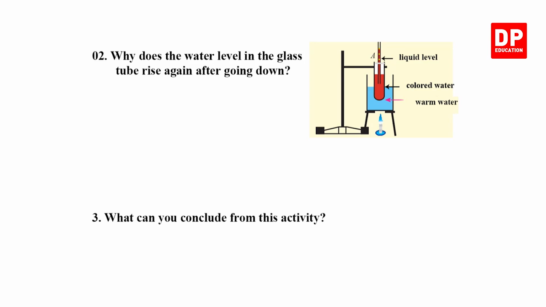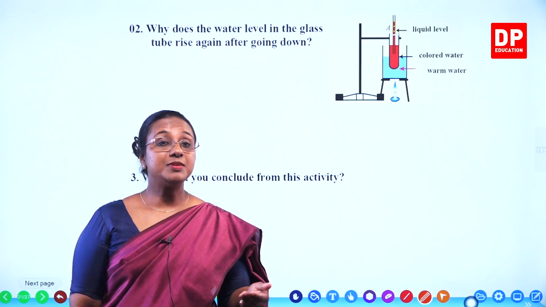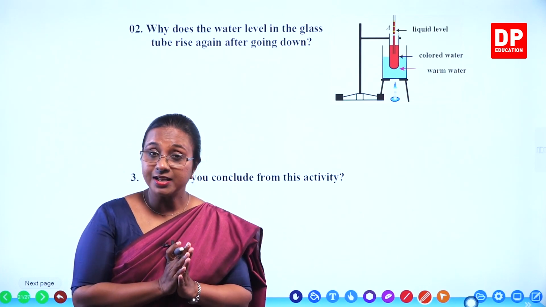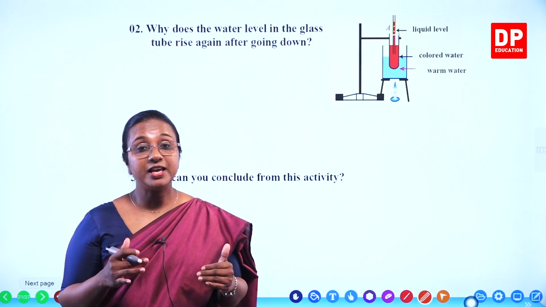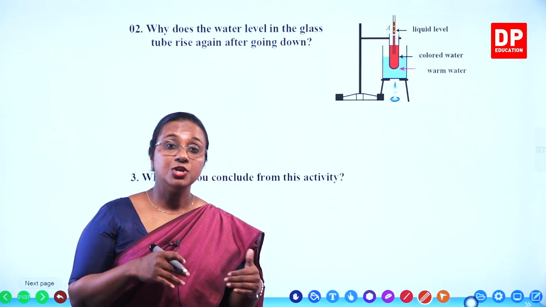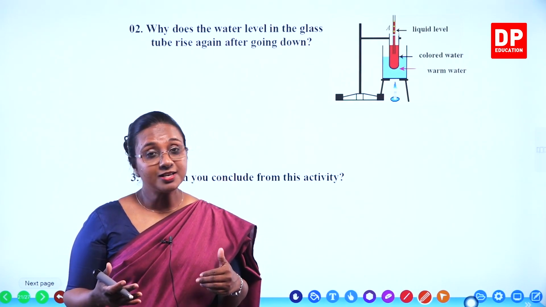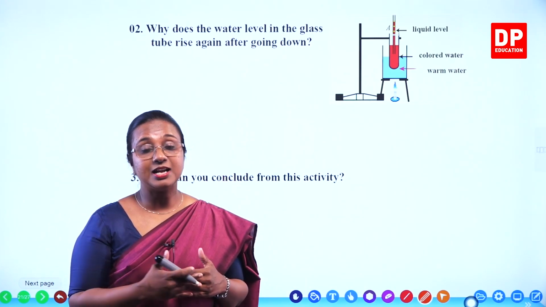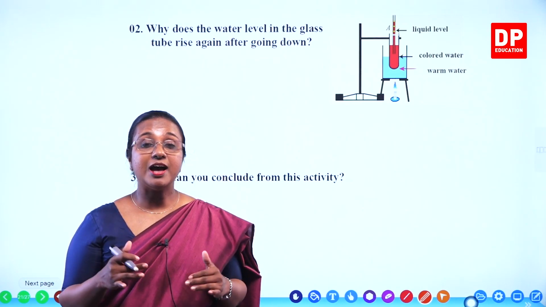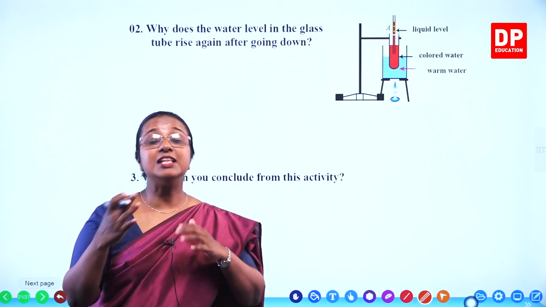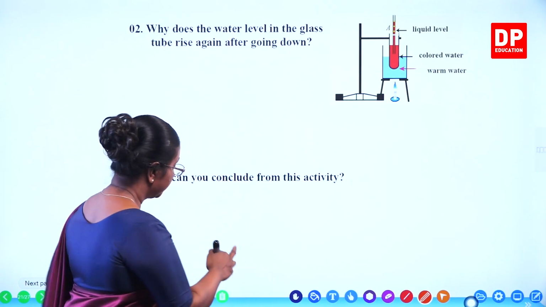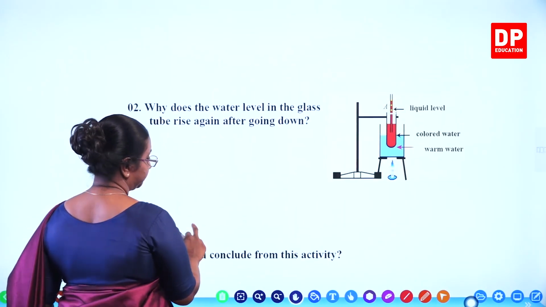Why does the water level in the glass tube rise again after going down? After some time, water also absorbs heat and it starts to expand. Why does it start expanding late? Because the specific heat capacity of glass is somewhat less. So glass absorbs heat fast, it expands quickly, and then water absorbs heat and it starts to expand. At the point where the expansion of water is more than the expansion of glass, the water level rises up in the glass tube. So that is what you have to write here.